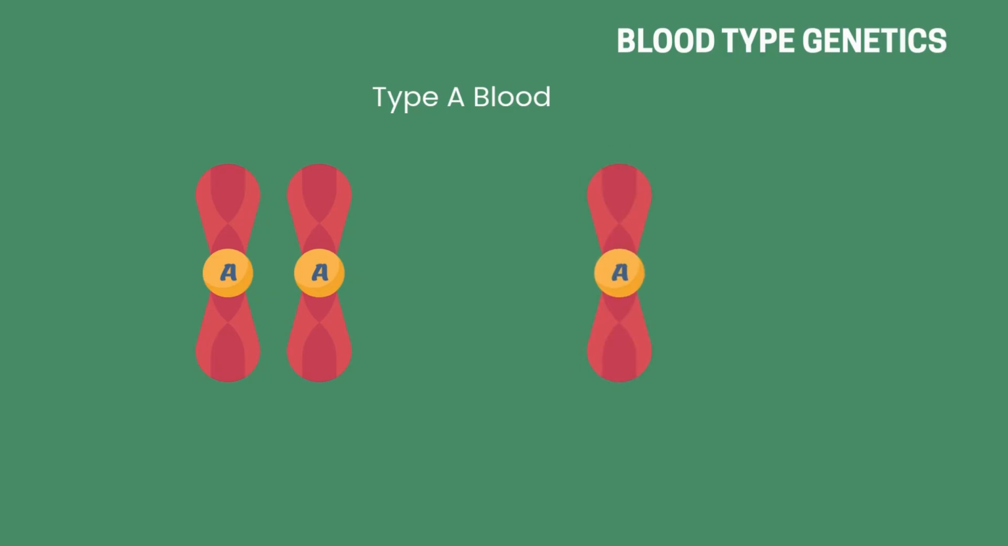Now let's look at the ABO blood types and the gene combinations that make them up. For type A blood, you can receive an A gene from one parent and another A gene from the other parent. This combination gives you type A blood. You can also have type A blood if you receive an A gene from one parent and an O gene from the other. Since the O gene is recessive, it will be dominated by the A gene, and you will still have type A blood.